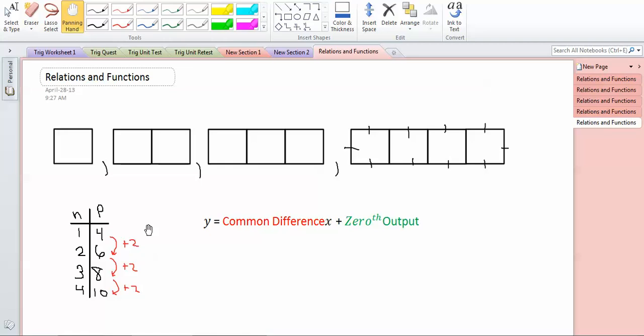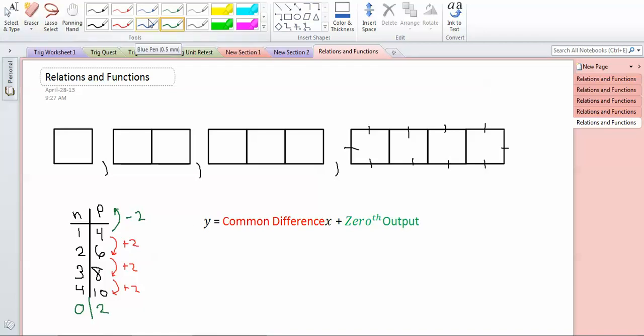Now what about the 0th output? We've got the first output, second output, third output, fourth output. Well, how can we get the 0th output? Take a look here. If I'm going down this list, I'm adding 2, so each time n gets bigger, I add 2. What happens if I go up the list? Well, I do the opposite. I take away 2. So to get the 0th term, all I have to do is take away the common difference from your first term. So in this case, we get 2.